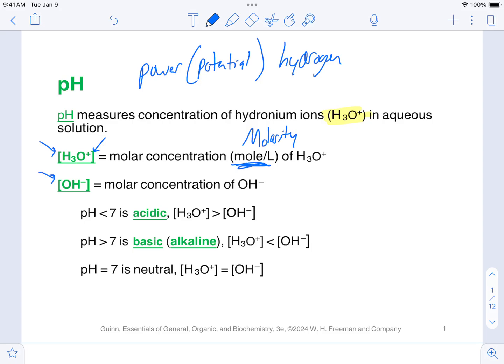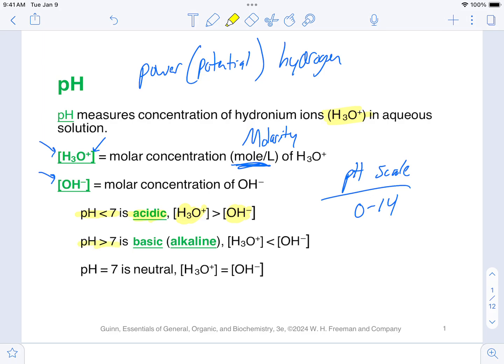And just numbers to know for pH, the scale goes from 0 to 14. If you have a pH of less than 7, that is an acid. In an acid, your hydronium concentration will be greater than your hydroxide concentration. And that is because your acids are derived from your H3Os and your bases are derived from your OH minuses. So you need more H3Os in an acidic solution.